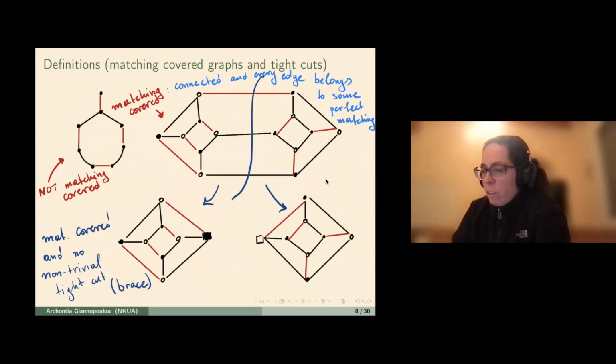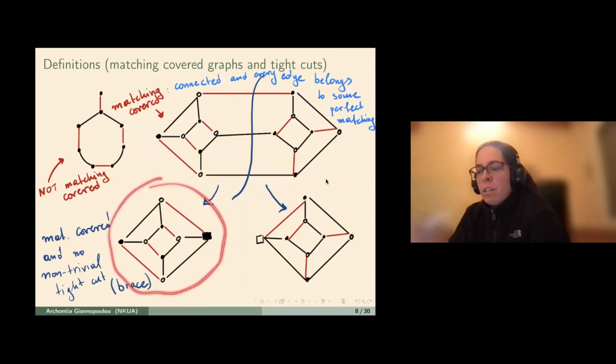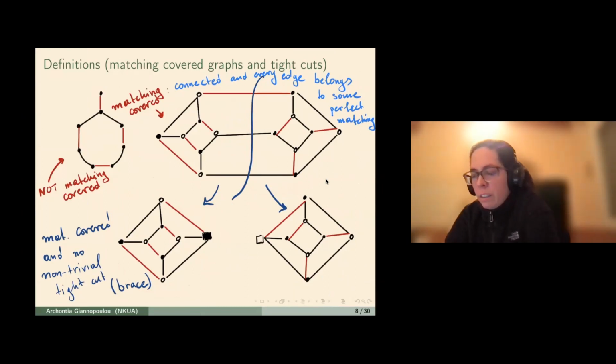What does it mean that it's non-trivial? It means that when we have a cut, both of its shores, as they're called in matching theory, have more than two vertices. And we can keep cutting and cutting until we reach graphs that are matching covered and have no non-trivial tight cuts, so the tight cuts are trivial.